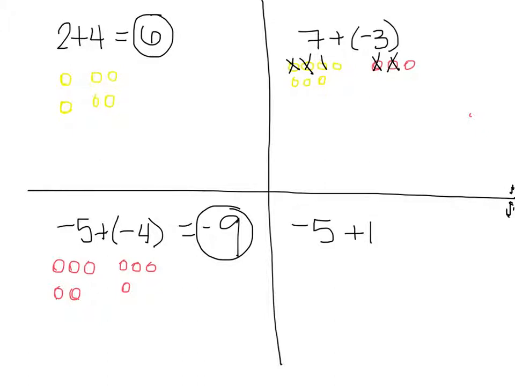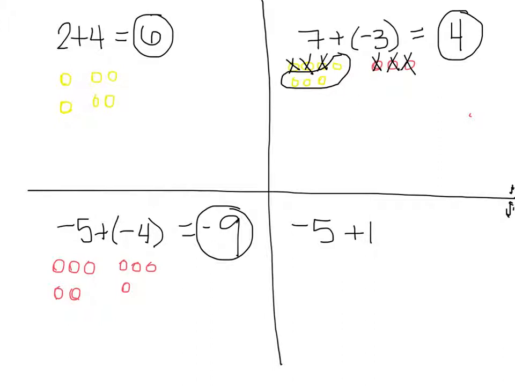All right, so I keep going. And now notice I crossed off 3 positives to my 3 negatives, and I don't have any more negatives to cross off, so I'm done, and I just need to count up what's left. So I have 1, 2, 3, 4 soldiers that lived. 4 soldiers, and those soldiers are positives. They're yellow. So my answer to 7 plus negative 3 is 4.